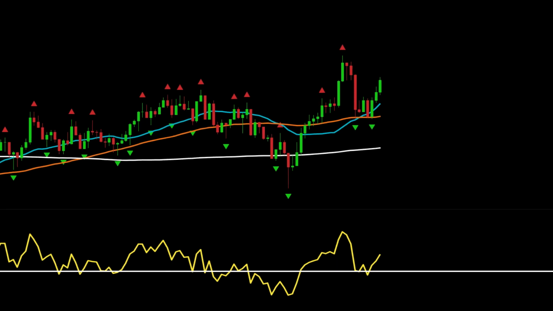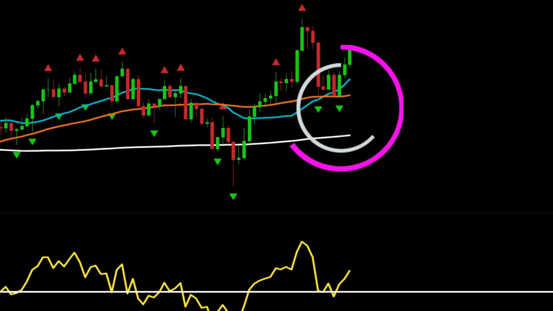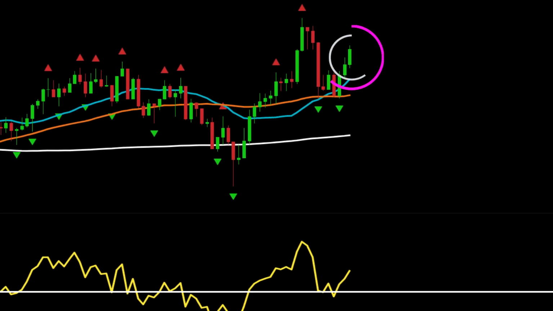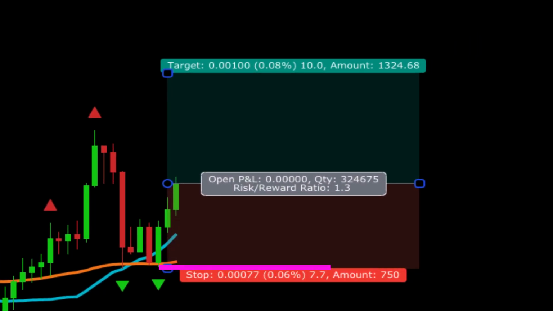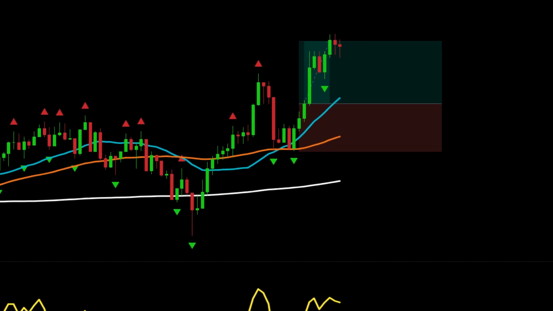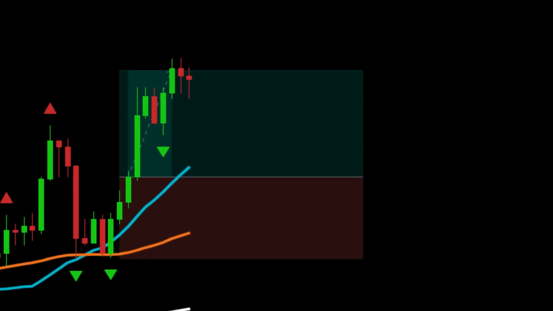We have one more long example. All of our SMAs are in order. Price closes over all of the SMAs. The RSI is over the 50 line. We get our first bullish fractal after the SMAs line up in order. We enter on the close of the 5th candle of the fractal formation. This is our trigger. We place our stop below the candle where the fractal appears and target 10 pips. And this one hits our target with a 1.3 risk to reward ratio.